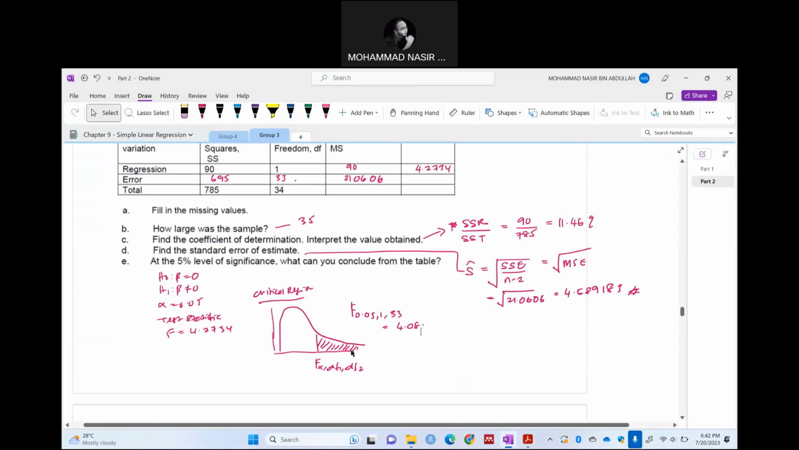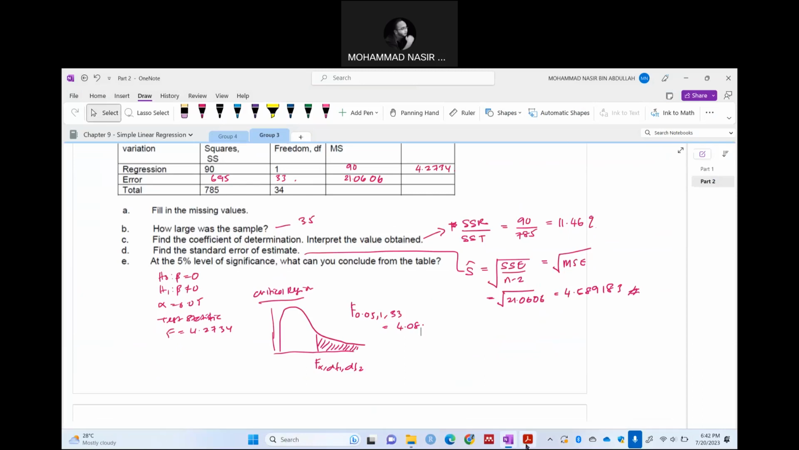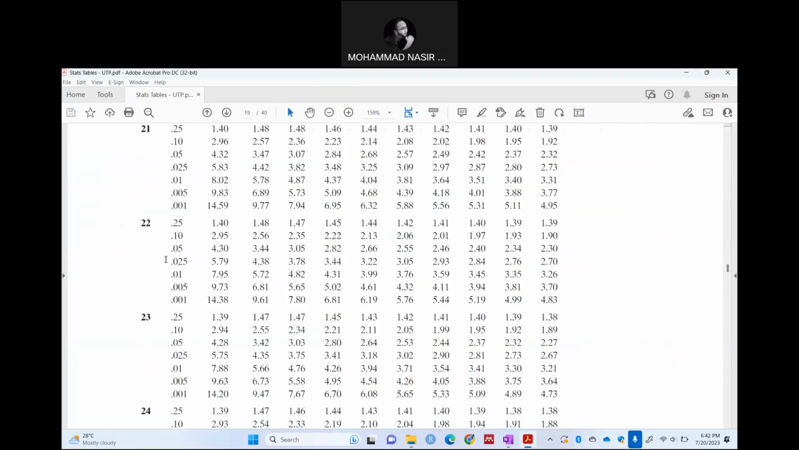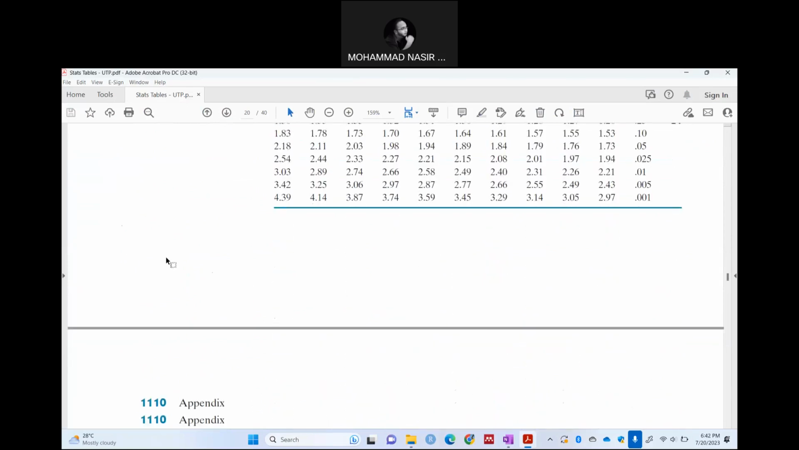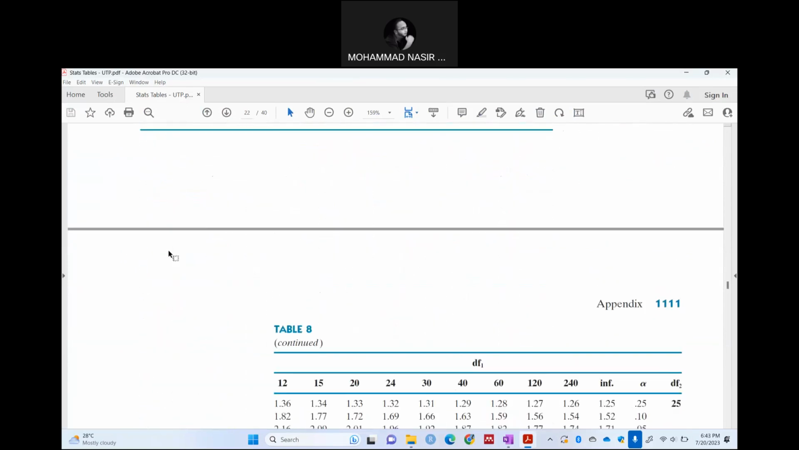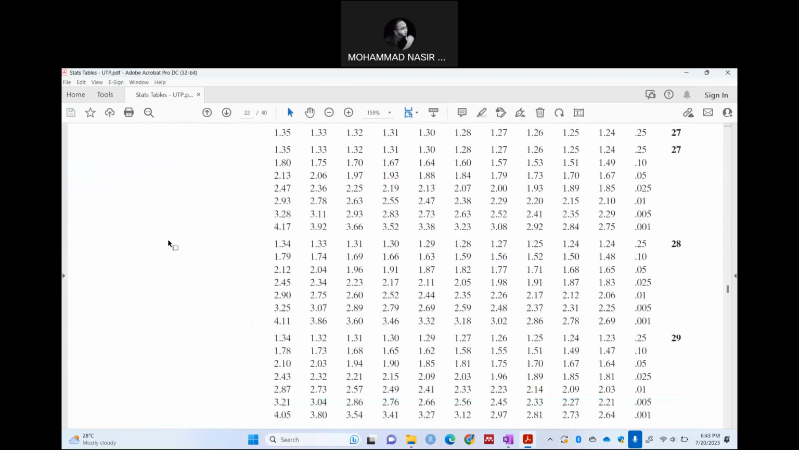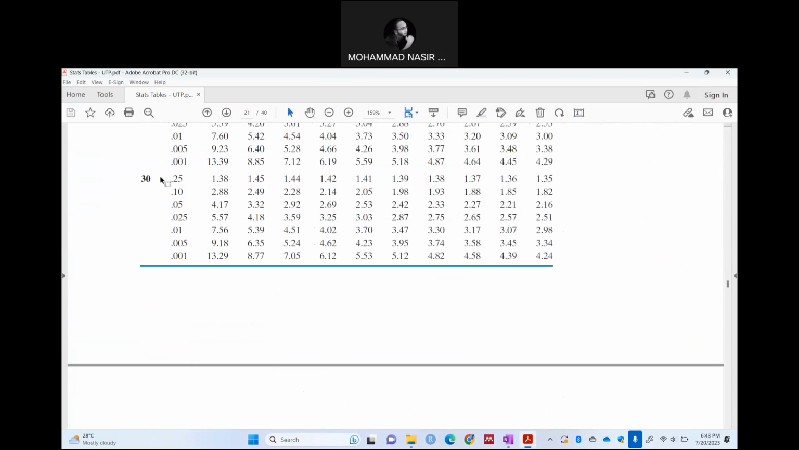Yes. You don't have 33, man. So tak ada eh. So we can take from 30 lah. But basically in test or final exam, you can find the degree of freedom in table lah.